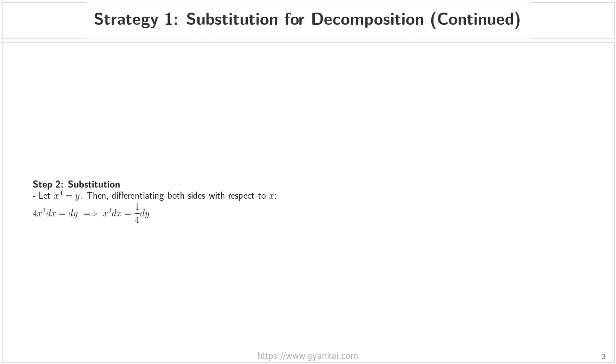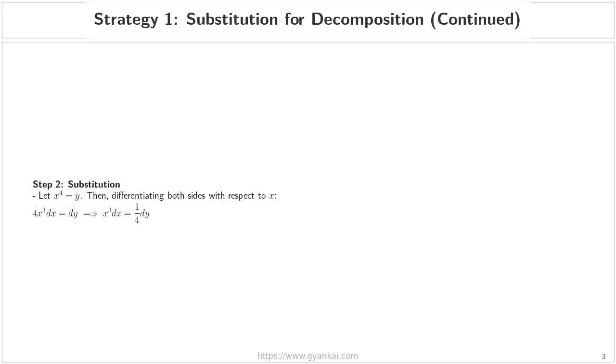Now, step 2, substitution. We're going to make a substitution to simplify things. Let's set y equal to x to the power of 4. Remember, our goal is to get this integral into a form where we can easily apply partial fraction decomposition. Now, because we've defined y in terms of x, we need to account for this when we integrate. So we differentiate both sides of the equation x to the power of 4 equals y with respect to x. This gives us 4 times x cubed dx equals dy.